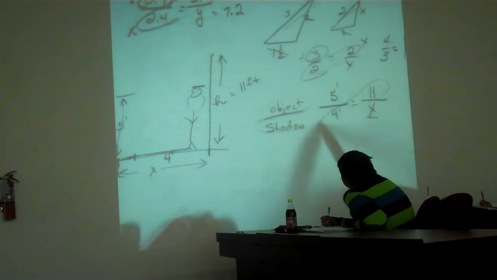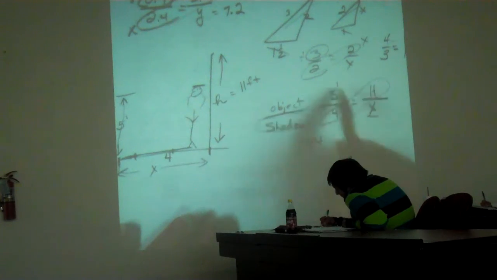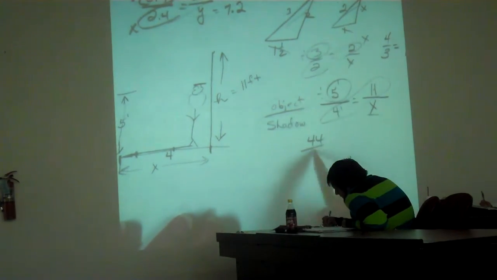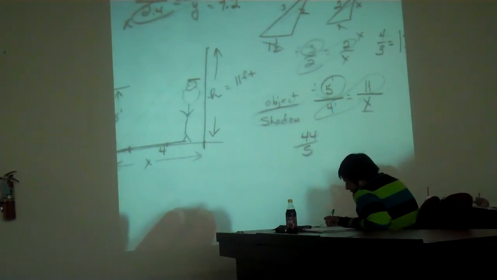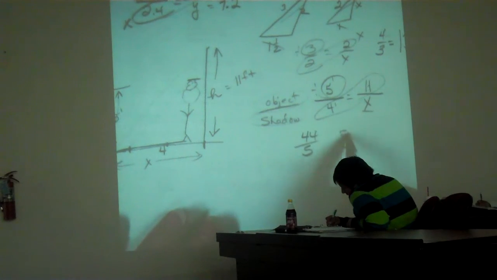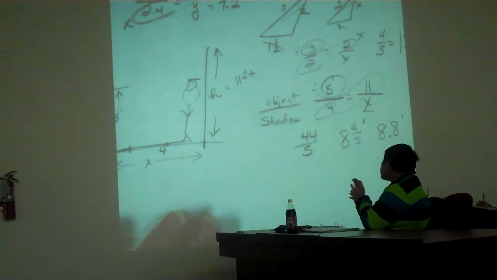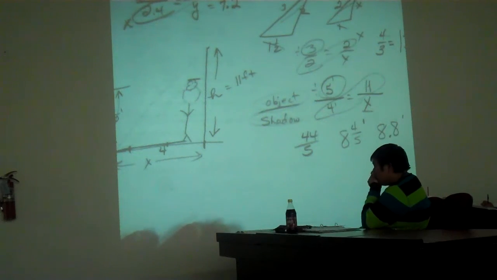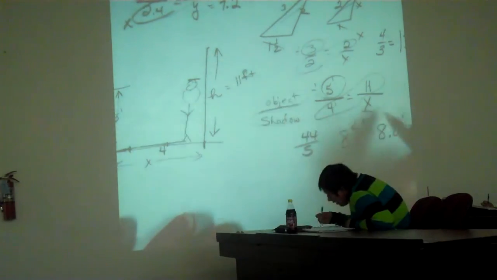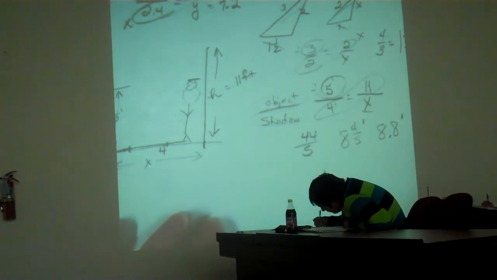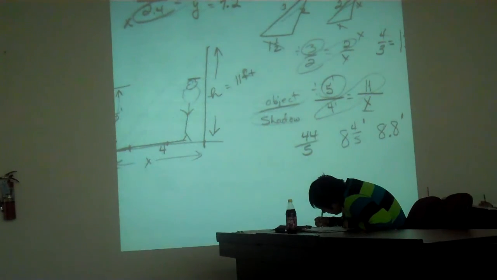4 times 11 is 44, divided by 5, which comes out to 8 4/5. Or if you did it on the calculator, you'd get 8.8. So either one, 8.8 feet or 8 4/5. And that's in feet. So 1 mark is foot, 2 marks is inch. So its shadow would be 8.8 feet. So that's how you're going to do that.